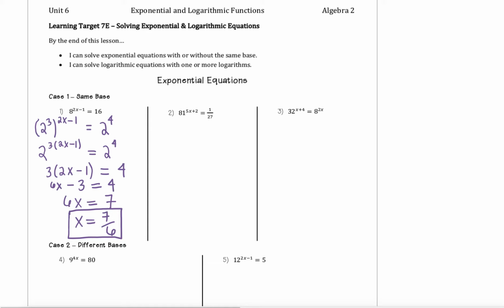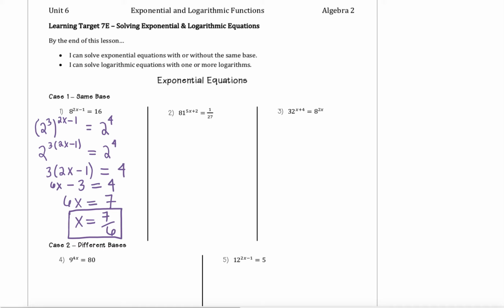Let's look at another example where we can get the same base. Here we have 81 to the 5x plus 2 equals 1 over 27. Both 81 and 27 can be rewritten as 3 to some power. So why don't you guys pause the video here and rewrite the left side so that we have 81 rewritten as 3 to a power, as well as rewrite the right side so that we get the 1 over 27 rewritten as 3 to some power.